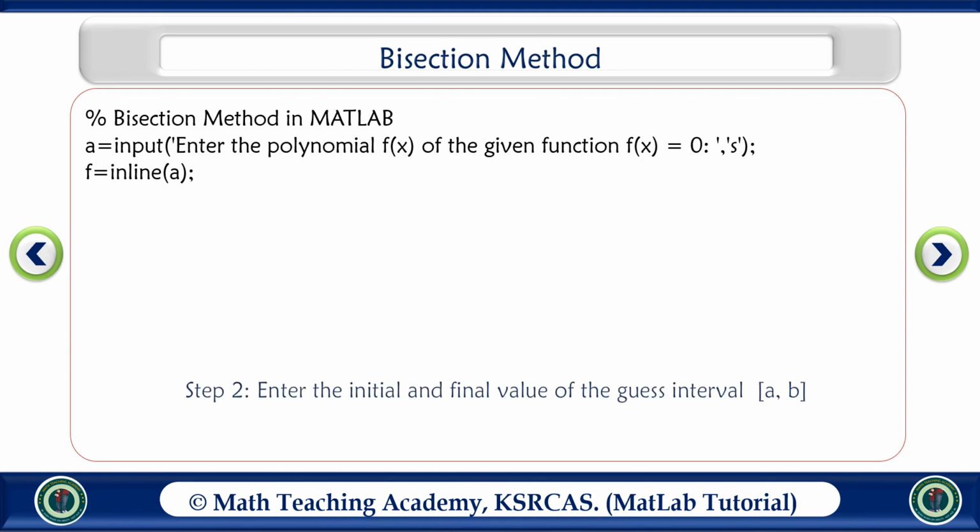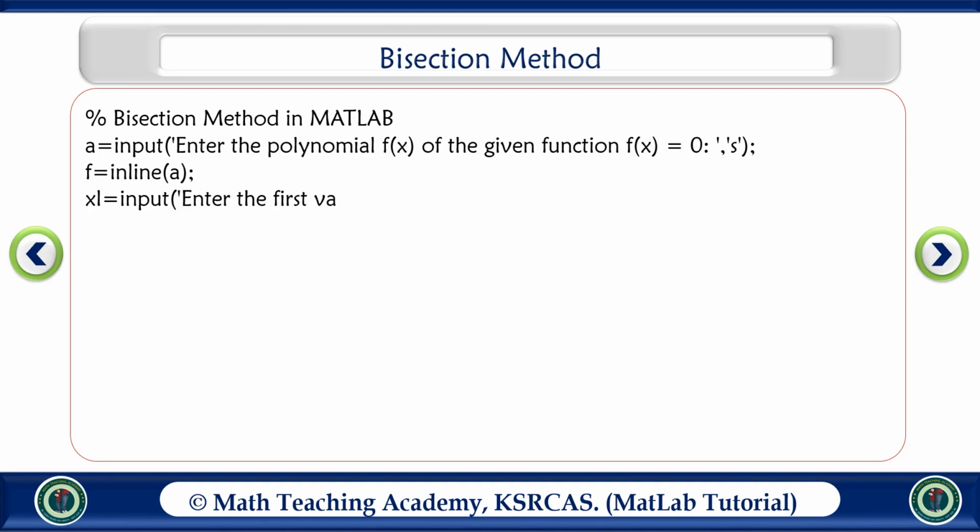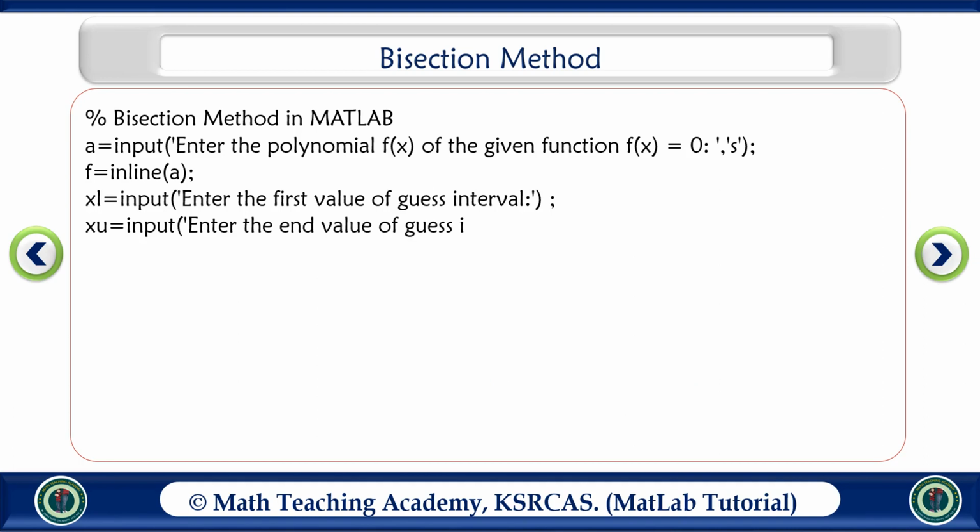Step 2. Enter the initial and final value of the guess interval, a comma b. This is achieved by the command xl is equal to input, enter the first value of the guess interval, and xu is equal to input, enter the end value of the guess interval. What this command will do is the first command displays the text enter the first value of guess interval in the command window and waits for the user to enter some numeric value. That value will be stored in the variable name xl.